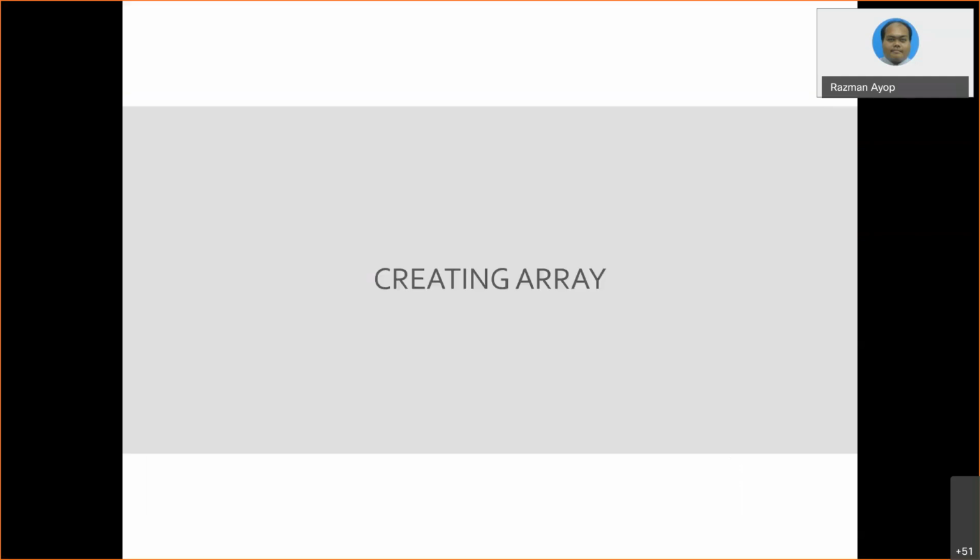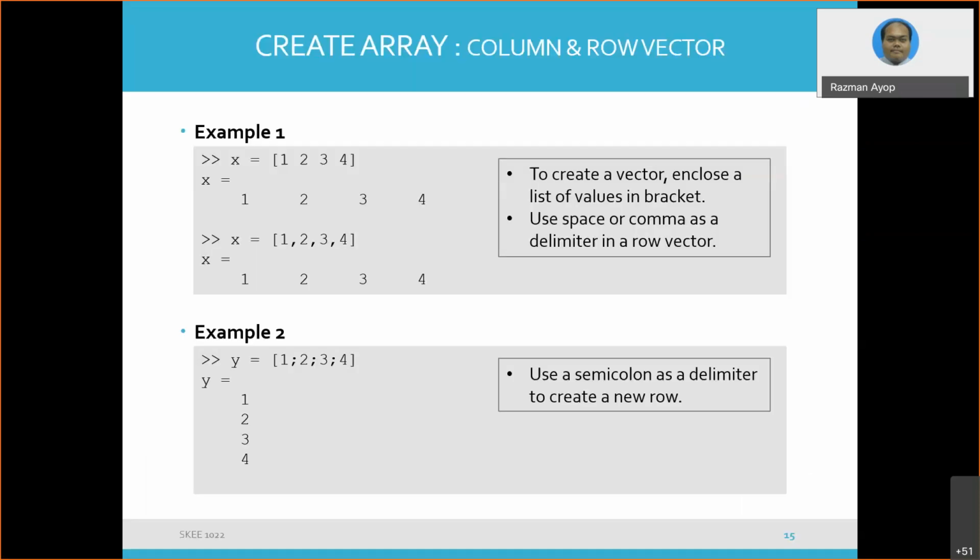So creating an array. Next we will create an array, like the introduction before. This is how you create an array. For example, you type in Matlab x equals 1, 2, 3, 4, 5. This will create a row of numbers. So x equals 1, 2, 3, 4, 5. You can use either space or comma. If you use comma, it still shows the same result. Let me show you an example here.